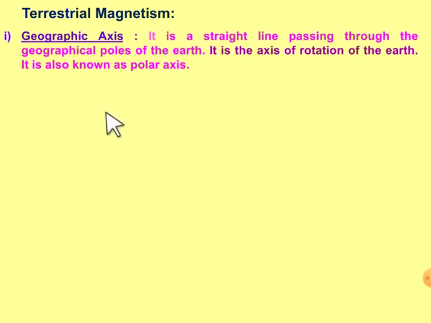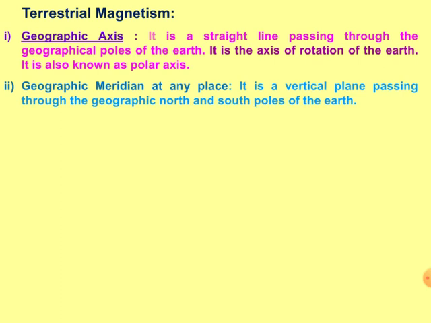Now what is the next term? The next term is the geographic meridian at any place. Why do we say at any place? Because the geographic meridian is different at different places. It is a vertical plane passing through the geographic north and geographic south poles of the earth. The vertical plane passing through the geographic axis, we call the geographic meridian.